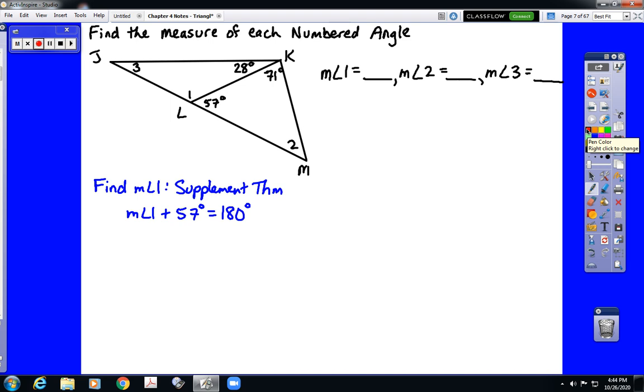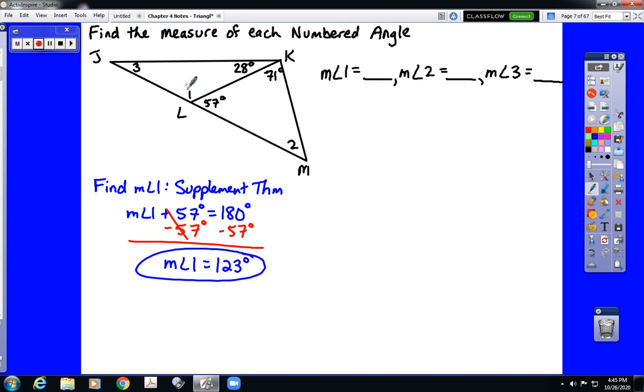That gives us a one-step equation to solve for the measure of angle 1. We simply need to subtract 57 from each side of that equation, which would give us that the measure of angle 1 is 123 degrees. So then we can label angle 1 as being a 123 degree angle, and we can write that number 123 in our answer slot.